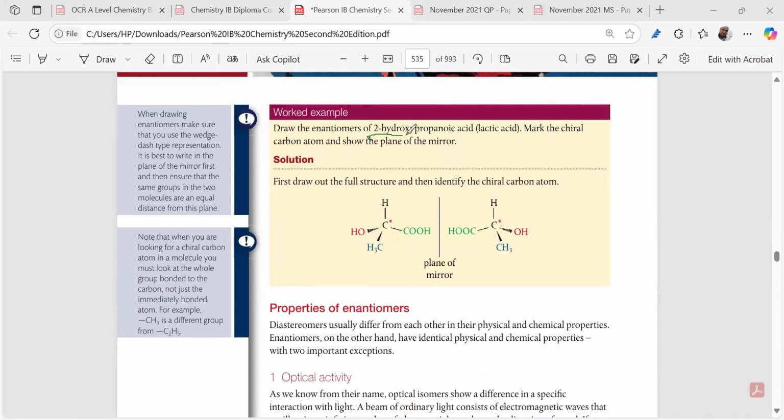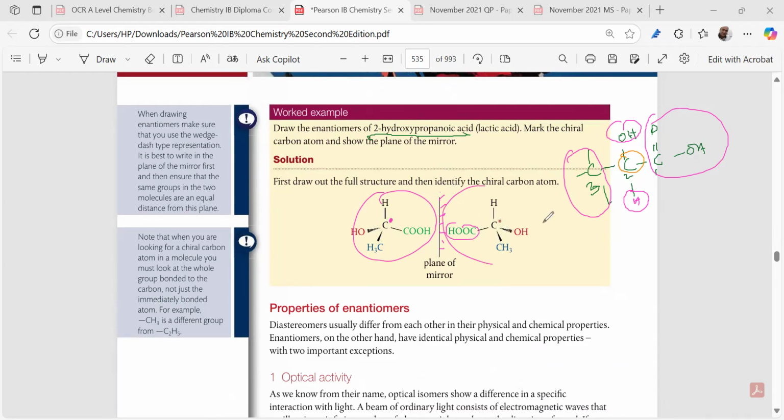See 2-hydroxy propanoic acid. We first draw propane, then we put oic acid, then we put the hydroxyl into the second carbon. Then we complete the chain like this. See, this is a chiral carbon. A chiral carbon is a carbon which has got all four groups different. So this is different, this is different, this is hydrogen, this is different, this is oic acid, this is different. So arrange the molecule in this manner, in the center of the chiral carbon put a mirror, then we just put the mirror image. So these are the two optical isomers.